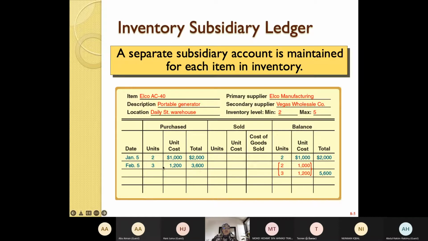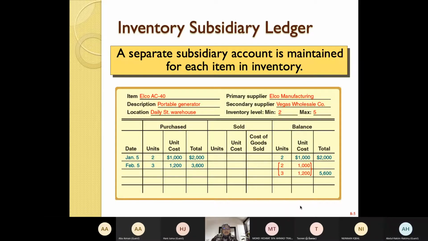So now you have 2 units that cost you 1,000 each and 3 units that cost you 1,200 each. The total units you have is 5 units, but the total value of your inventory is 5,600. So are you following this table so far?